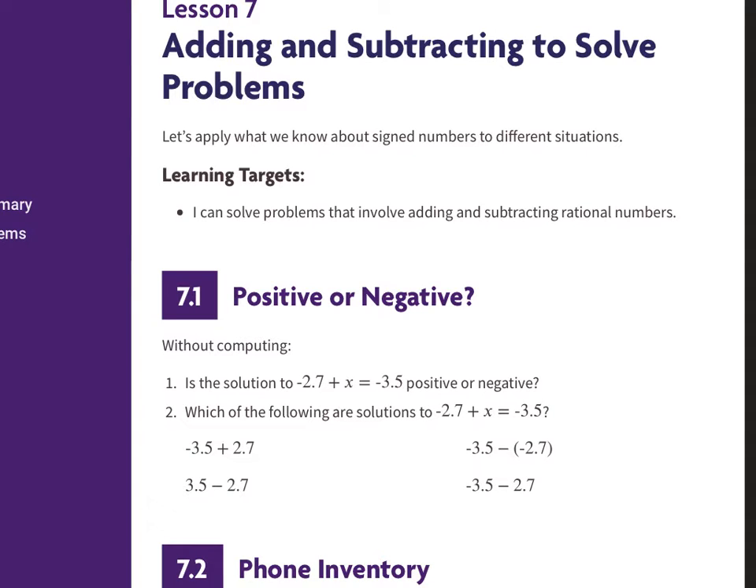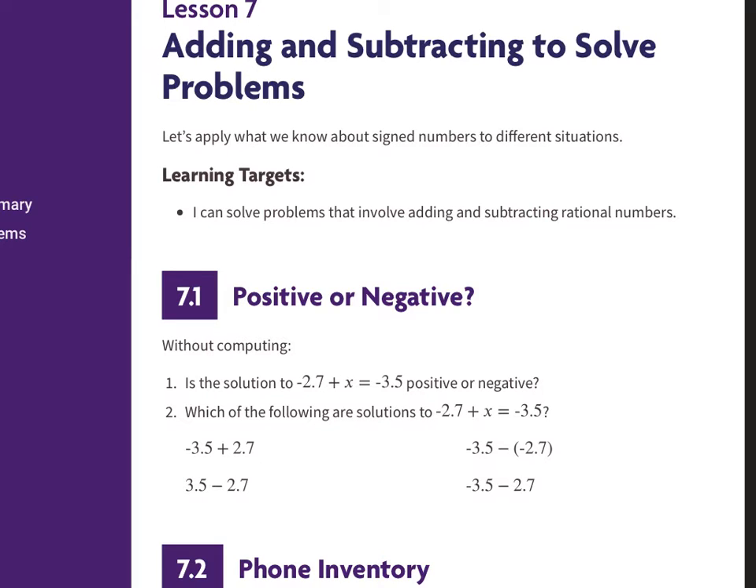All right, guys, lesson 7 on page 61. Let's apply what we know about positive and negative numbers to different situations. I can solve problems that involve adding and subtracting rational numbers. So, without computing, is the solution to negative 2.7x plus x equal to negative 3.5 positive or negative?